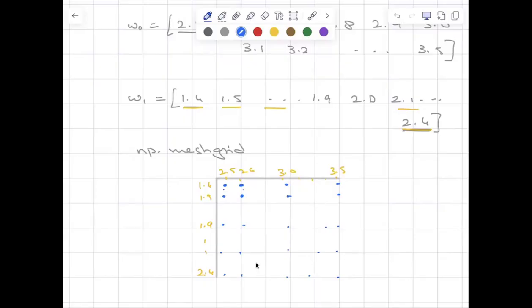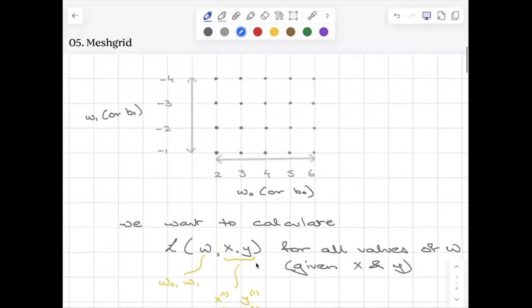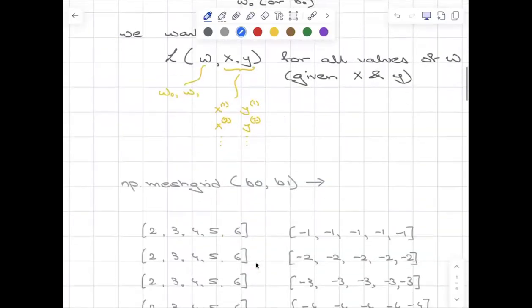How do I do that? So the first step was meshgrid. The second step is to do the actual calculation itself, the broadcasting, right? And in order to do that, I think I have an example out here.